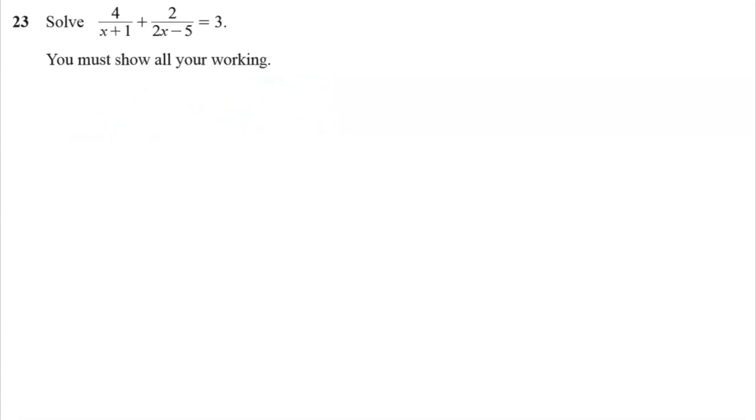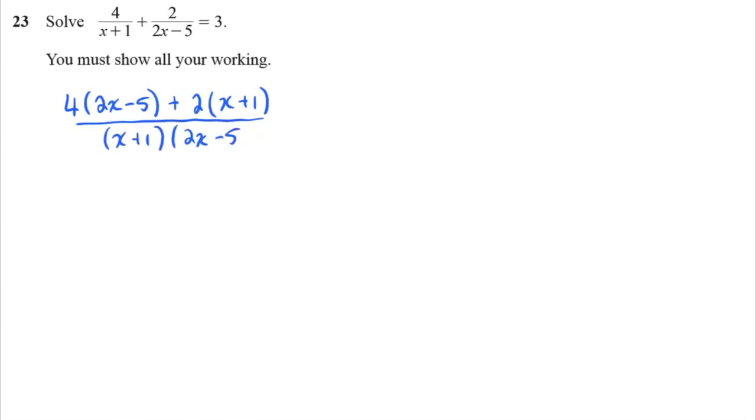Let's do it. We're going to get 4 times 2x minus 5 plus 2 times x plus 1, all divided by x plus 1 times 2x minus 5, which equals 3. We're almost finished. Yeah, right, you say. All right, so I don't like a single fraction. I'm going to take the bottom of this fraction up to the other side. We're dividing by that whole thing, so let's take it up and multiply by it.